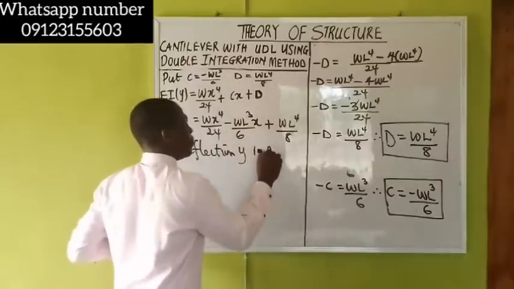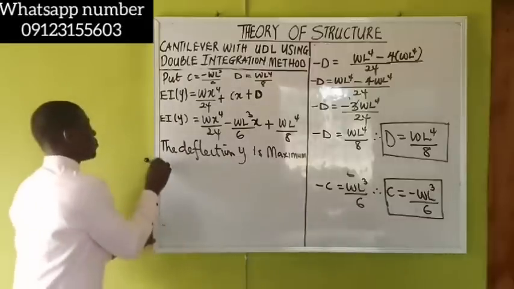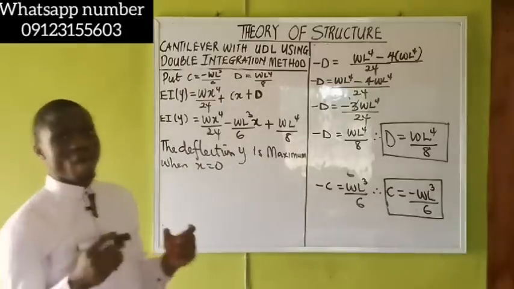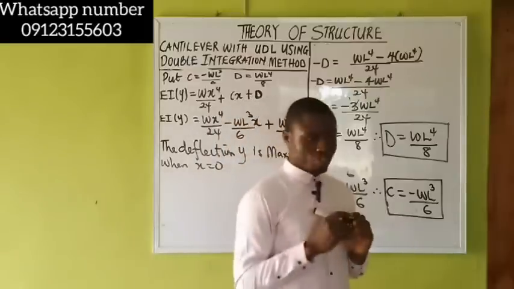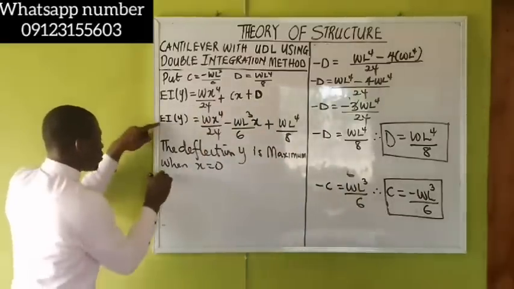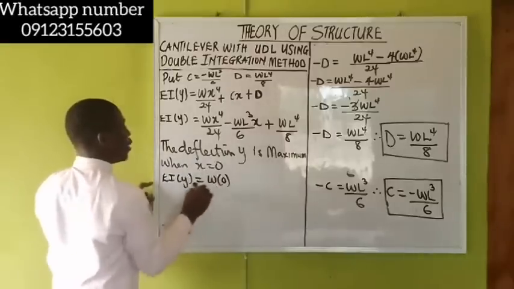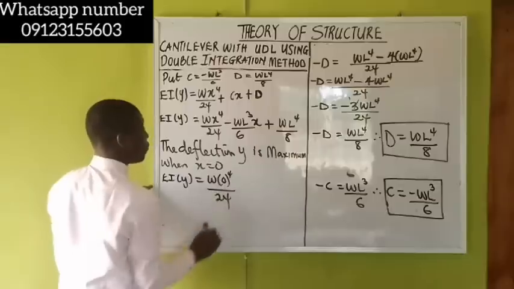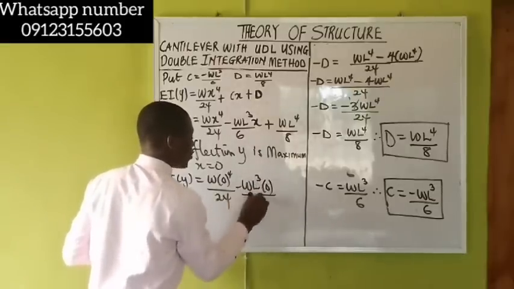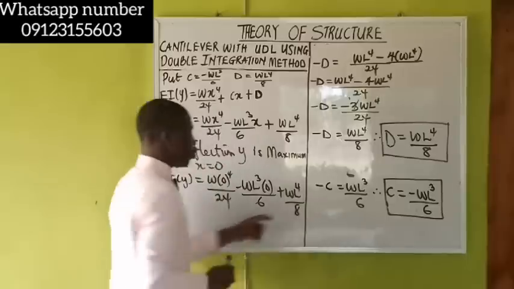Now, after you have substituted C and D into equation 2, the deflection Y is maximum when x is equal to 0. The deflection Y is maximum when x is equal to 0. At that point, whenever I see x, I'll put 0. That becomes EI into Y is equal to W into 0 to the power 4 over 24 minus Wx to the power 3 into 0 to the power 3 over 6 plus Wx to the power 4 over 8.